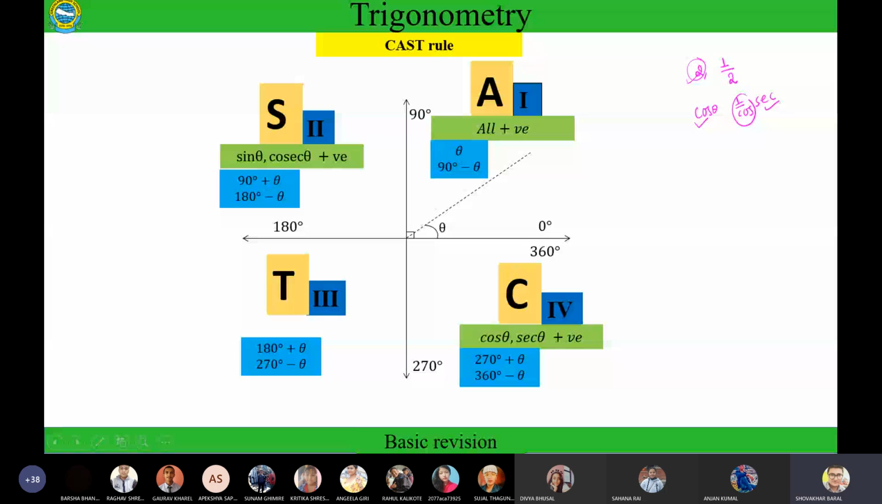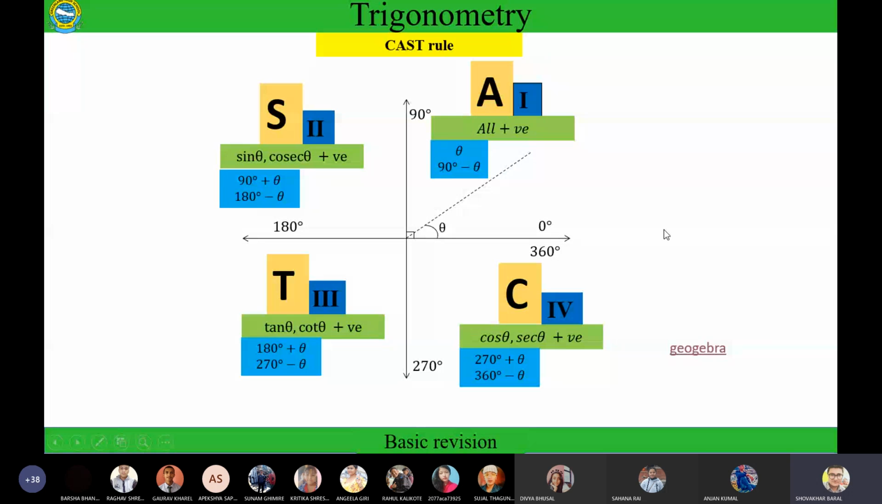In second quadrant, sin theta and cosec theta will be positive. Sin and cosec will be positive. And in third quadrant, tan and cot will be positive. I think most of you have understood it very well in class 9. Though I am going to describe these things very briefly. Let me use this to explain some other things.